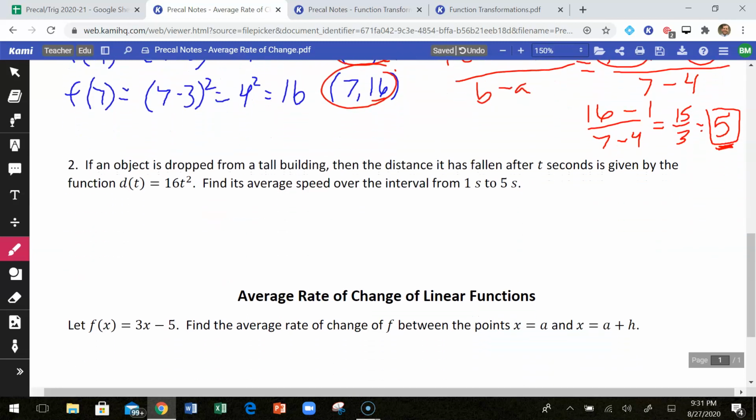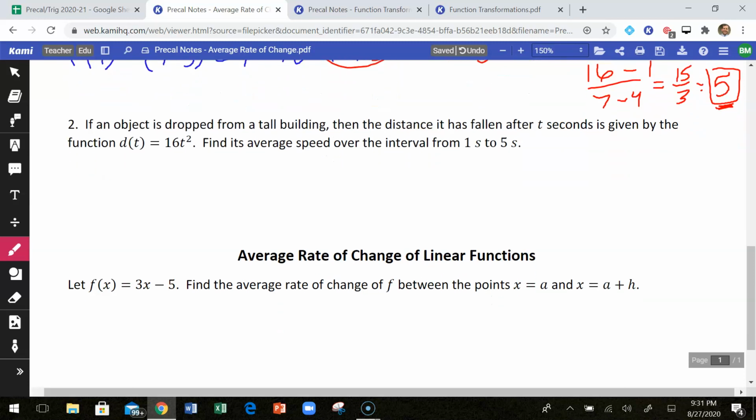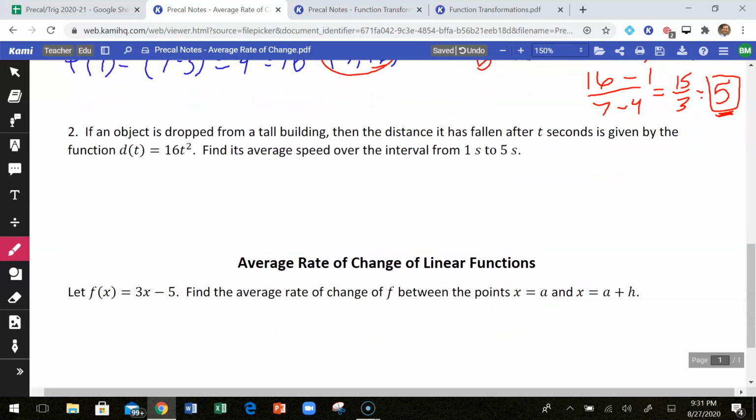Number 2, if an object is dropped from a tall building, then the distance it falls after t seconds is given by the function d of t equals 16t squared. Find its average speed over the interval from 1 second to 5 seconds. So again, it's kind of the same idea. I need to figure out essentially d of 5 minus d of 1 over 5 minus 1.